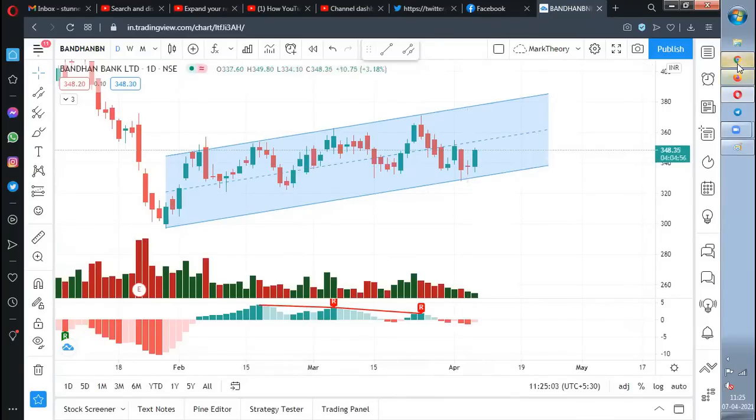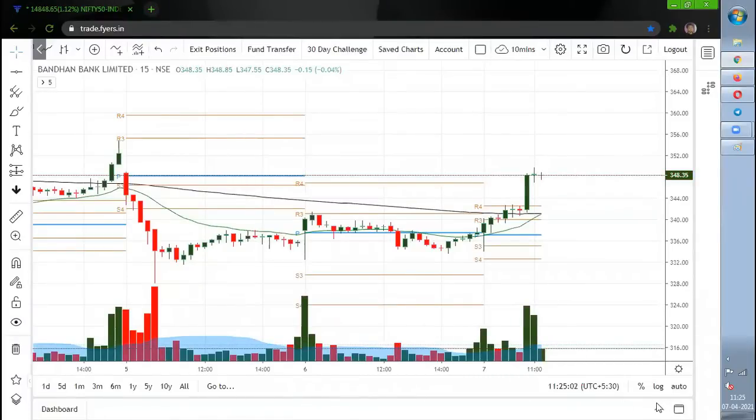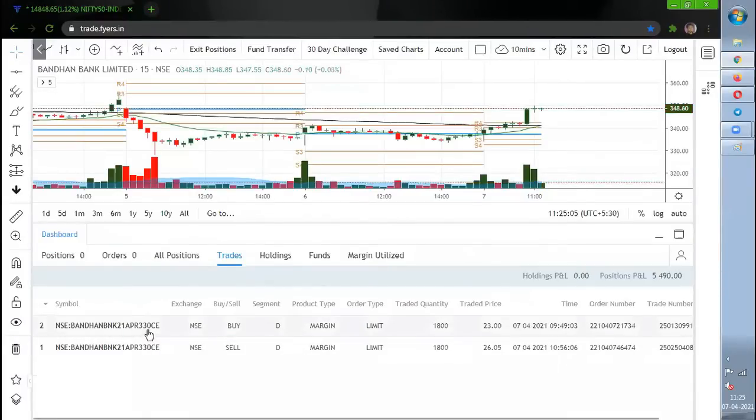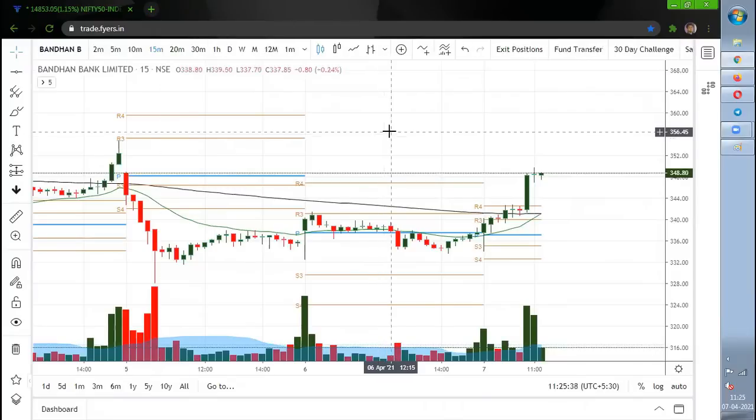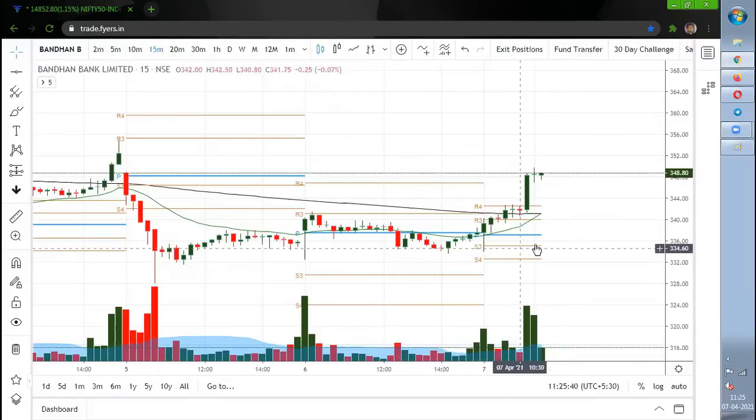So ultimately, I took a trade today. If you guys see, the 330 call option, I bought it around 23 and sold it around 26. I took the trade at 9:50 and held it for about an hour until 10:50, and I got a decent amount of 5,490. How was I able to make that? Because I was able to understand what Bandhan Bank was doing, whether it can trend, whether it is good to buy CE or to take a PE, and what the exit criteria and entry criteria are. All those things were understood and studied, and that is how I was able to make a good profit.